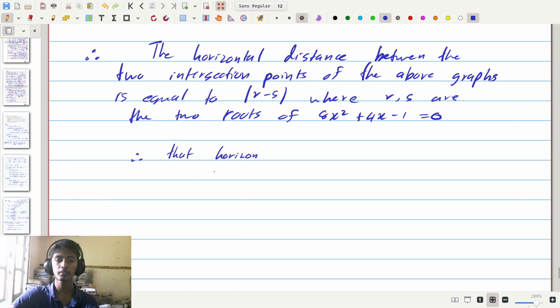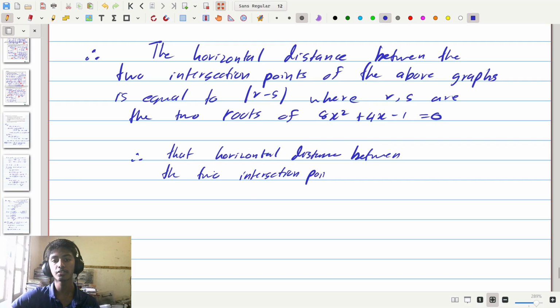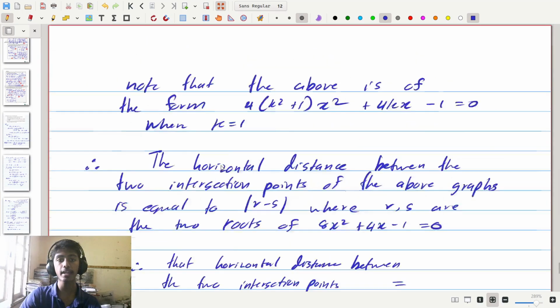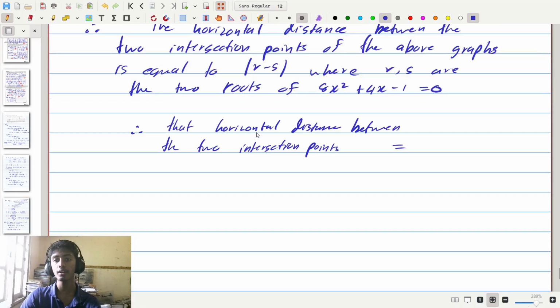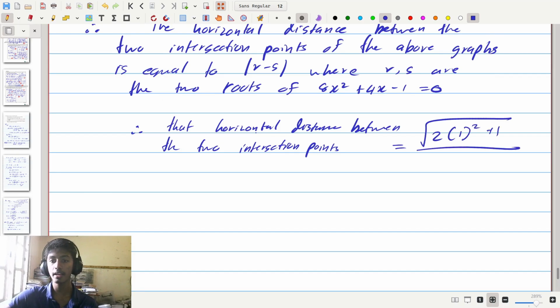And we can see that therefore that horizontal distance between the two intersection points is equal to the formula that we had, which is the square root of 2k squared plus 1 divided by k squared plus 1 when k is equal to 1, which is going to be the square root of 2 times 1 squared plus 1 divided by 1 squared plus 1, since k is equal to 1.